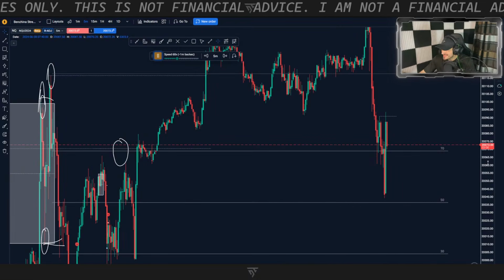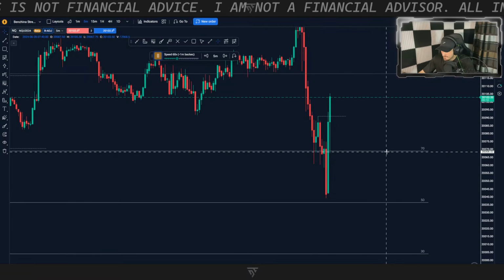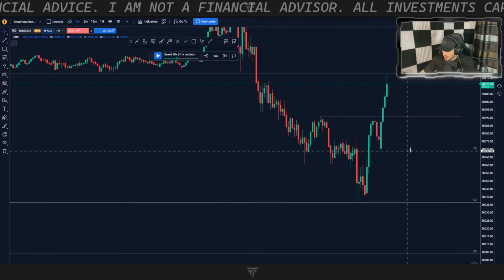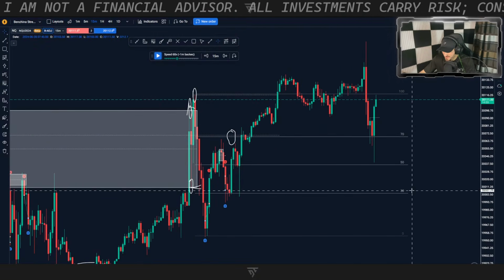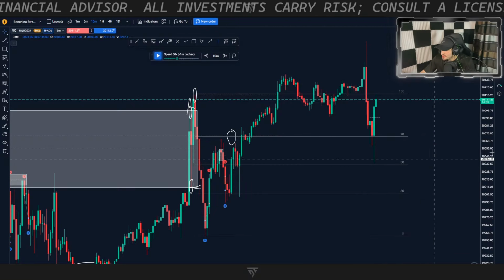We have wicked the protected high. Oh, we closed up above. Okay, perfect. So almost hit that 50. Almost did end up hitting that 50, and now we're trading higher.